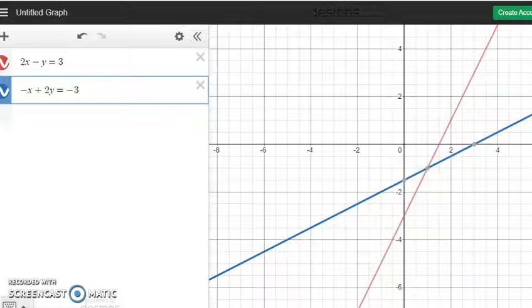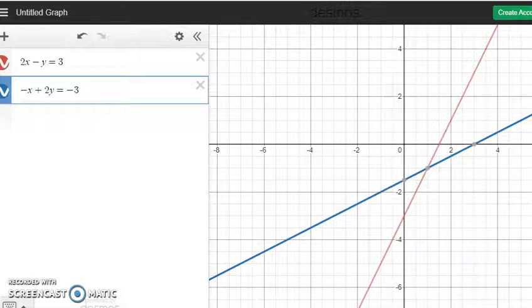All right, so this is the start of chapter 5. This is about linear systems. What I have for you is a two variable linear system: 2x minus y equals 3, and negative x plus 2y equals negative 3. Our goal is to figure out an ordered pair that satisfies both equations.